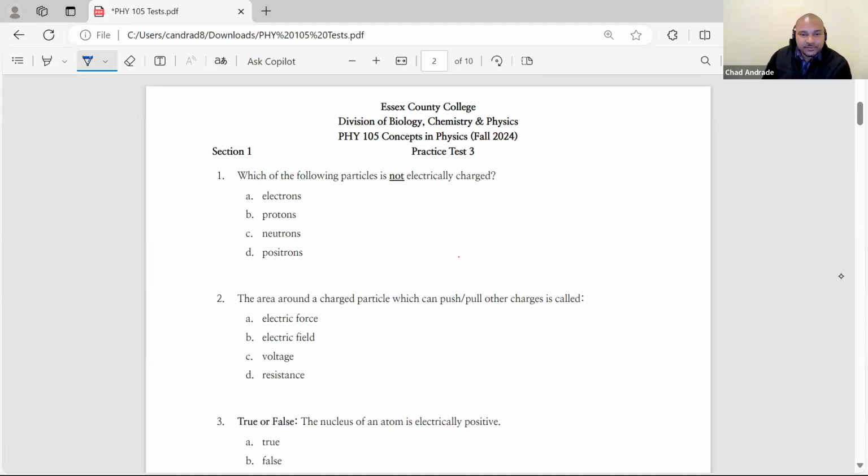Question 1: which of the following particles is not electrically charged? And the correct answer here: electrons are negatively charged. Protons are positively charged. Positrons are positively charged. Positrons are like electrons, but they have a positive charge. Neutrons don't have a charge. So this would be the correct answer, right?